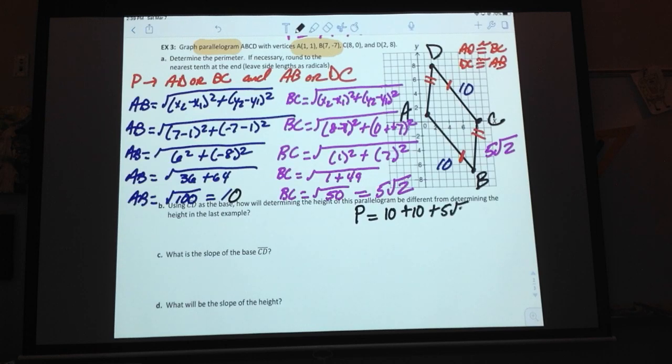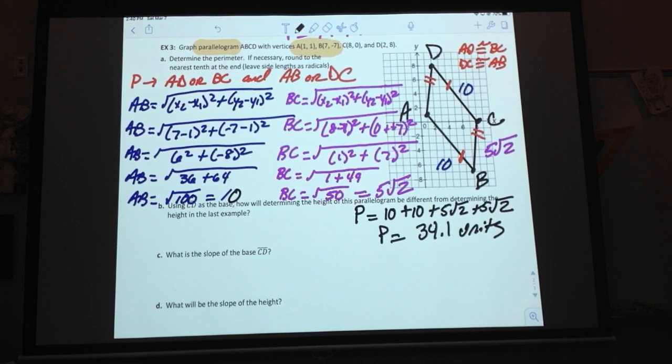And I know it's 5 square root of 2 plus 5 square root of 2. Remember, it said nearest 10, so I can put that straight into my calculator, and it will do all the work for me. So my perimeter is 34.1 units when I put it into my calculator. All right.